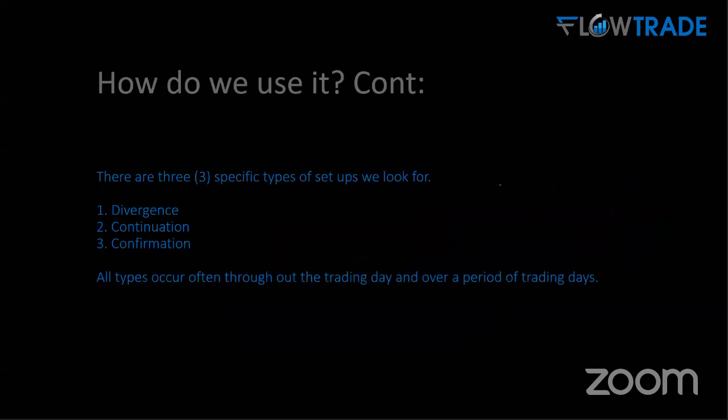All right, how do we use it continued? So there's 3 specific types of setups that we're looking for. We're looking for divergence, we're looking for the continuation, and we're looking for that confirmation. All of these occur throughout the day on whatever equity that you're looking at. You will find one of these setups throughout the day entirely. There is a fourth that we look for, but it's a big picture divergence setup, and we call that trend divergence. And we'll look at an example of that when we get to the platform. I know Baba was a really good one from yesterday actually, and we'll check that one out, and I'll show you on the big time frame.